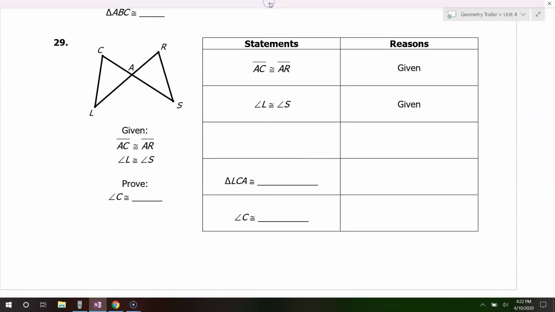Okay, let's just do a couple more. All right, this time they wrote the given down for us, but we have to mark it ourselves. So segment AC is right here, and that's congruent to segment AR, which is right there. Angle L is congruent to angle S.